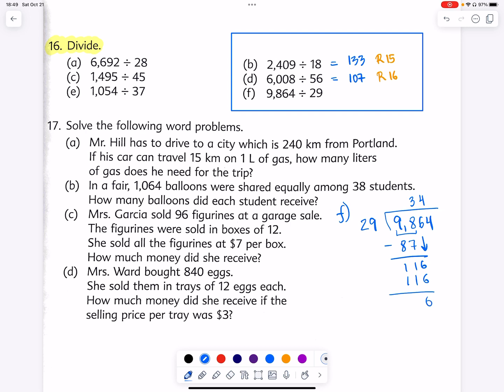Let me rewrite my nice 0. But we're not done. We're going to divide 4. Well, 29 does not go into 4, so we must put a placeholder right there. And now 0 times 29 is 0, and the remainder is 4. Is that less than our divisor? Yes. So I'll take remainder 4. Let's write it down. Remainder 4. And the quotient is 340, my friends. I hope you are getting good understanding.